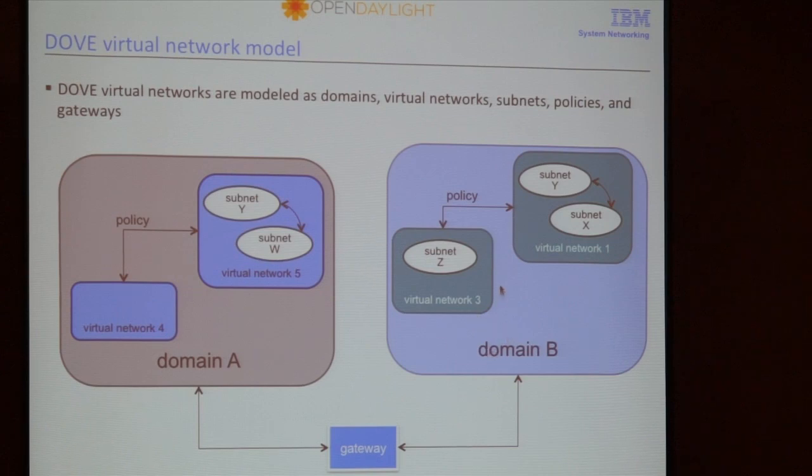But within a domain, you can have multiple virtual networks. They have their own subnets. You can exchange traffic based on the policy setting that allows traffic to be exchanged. And you can have overlapping subnets in different domains, but in the same domain, they have to be distinct. But a different tenant can be using the same subnet as another one, right? So that's all supported. Any questions on the model?